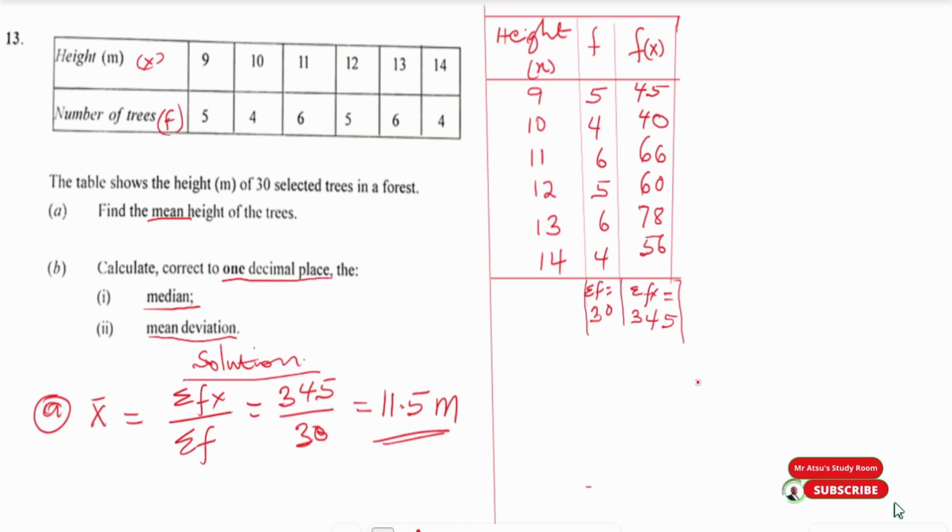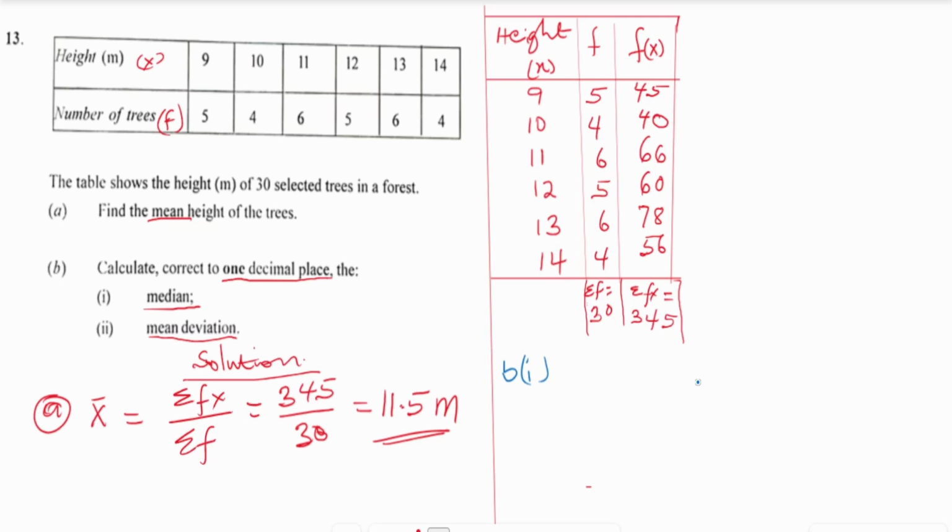Now let's go to the B part. Let me use a different color to differentiate it a bit. So we take the first part, which is for us to find the median. The median is simply the middle number if the number of values is odd, or the average of the two middle numbers if the number of values is even. As we see here, the total number of trees we are talking about is 30. That is the sigma f. So that means it is even, so we are going to find the average of the two middle numbers.